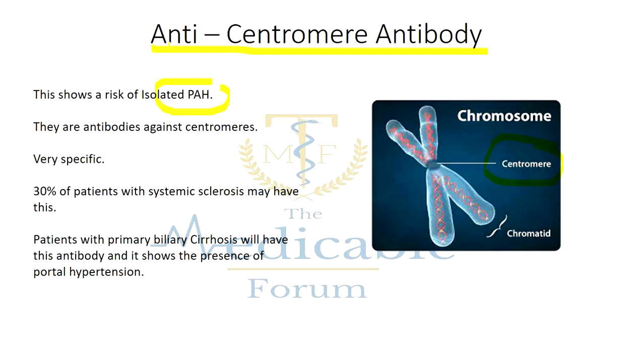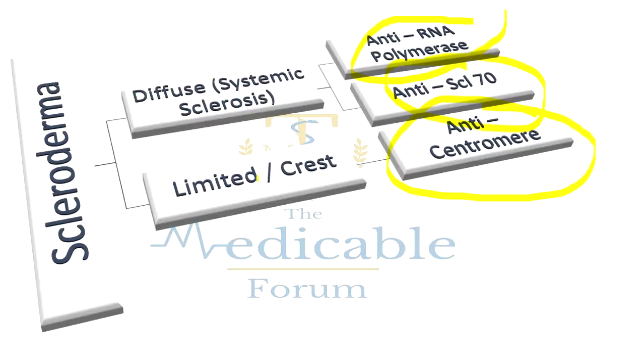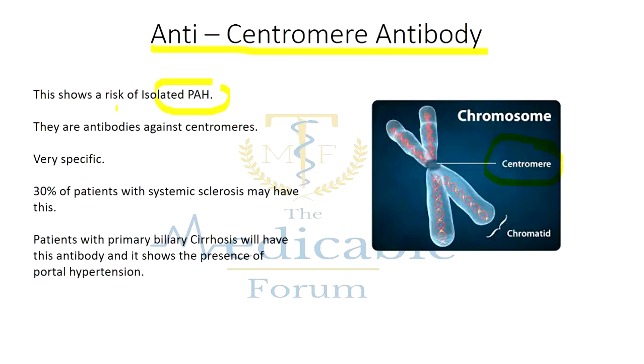Do remember that anticentromere antibody indicates a limited disease of scleroderma. So having limited scleroderma with anticentromere antibody, however, shows a risk of developing isolated pulmonary arterial hypertension. They are antibodies against centromeres, extremely specific. Well, 30% of patients with systemic sclerosis may have this antibody. Patients with primary biliary cirrhosis will have this antibody, and it definitely shows the presence of portal hypertension. This is just an additional thing which you can remember.